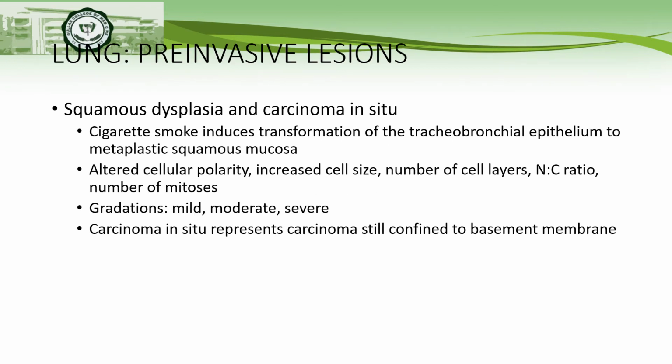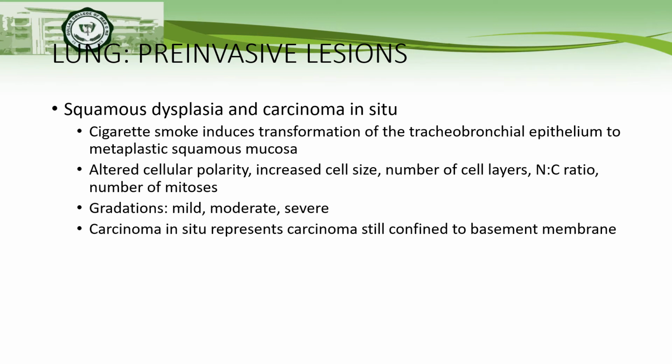Now let's go to pre-invasive lesions. These are divided into three, and we shall discuss each. It is important to remember that these lesions constitute a clear marker for potential development of invasive cancer. So let's start with the squamous dysplasia and carcinoma in situ. Cigarette smoke induces transformation of the tracheobronchial epithelium to a metaplastic squamous mucosa.